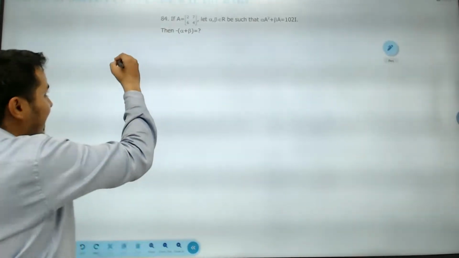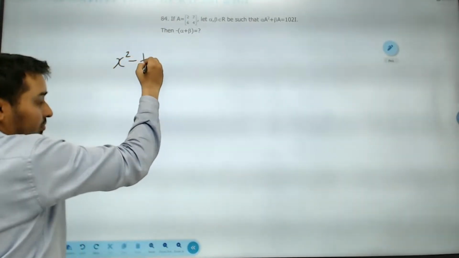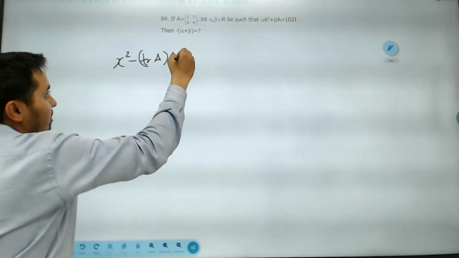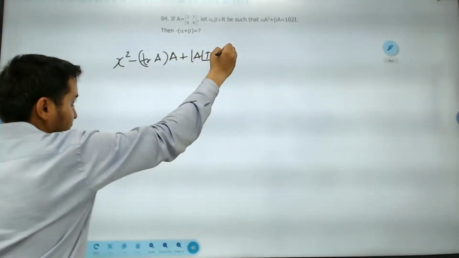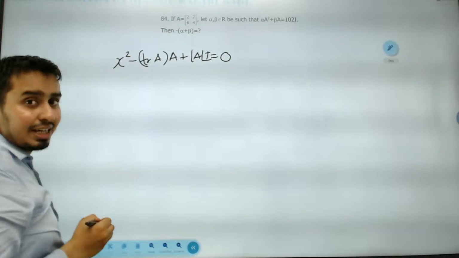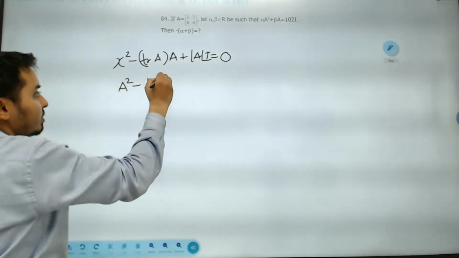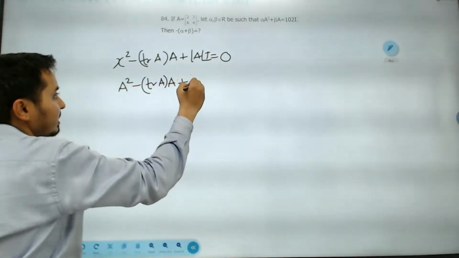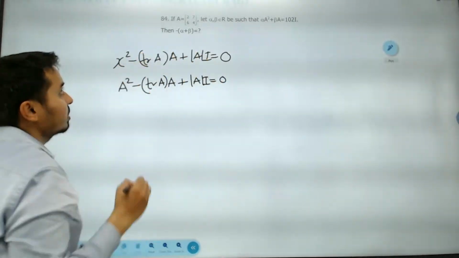So we know that the characteristic equation for an order 2 matrix is x square minus trace of A into x plus det A times I equals null matrix, right? And this would be satisfied by matrix A. So we have A square minus trace of A into A plus det A I equals O.